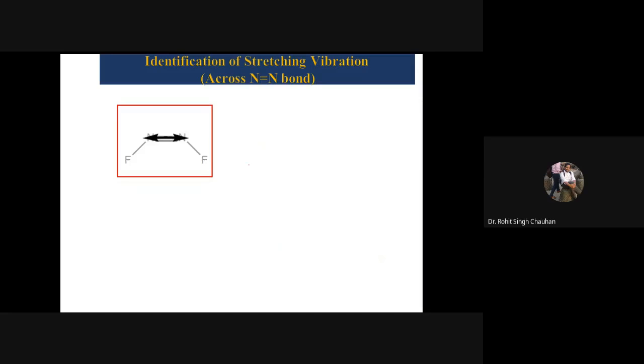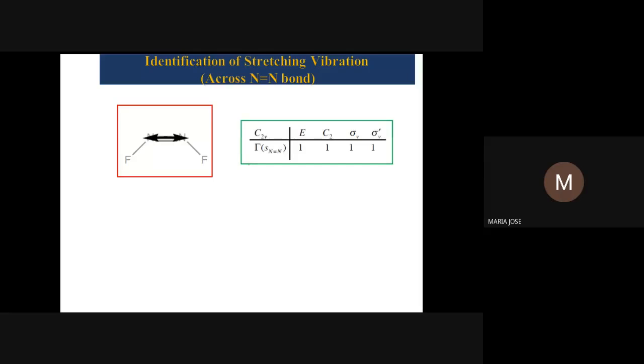How many types of bond lengths are present in this molecule? Anyone can tell me? How many types of bonds are present in this molecule? Three. Three. How come three? Two. Yeah. If it is two, then tell me which one.